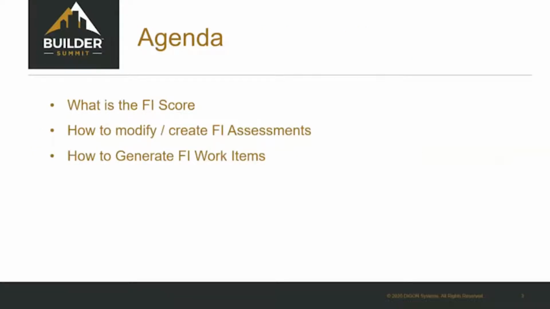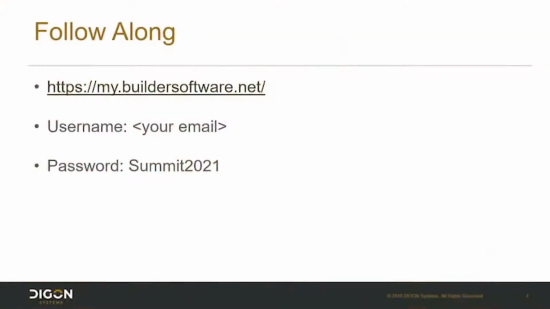I do want to, for those that are new, talk quickly about what an FI score is, and then we're going to get into how to modify and create FI assessments, and then something I have never seen actually done, which is generating a work item associated to a functional issue. And you all have master planner privileges if you registered, so your email and password allows you to get in there and hack and play.